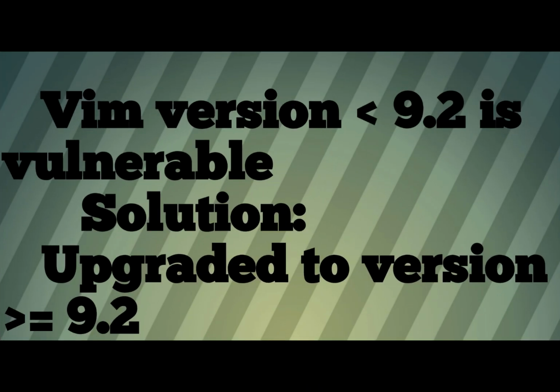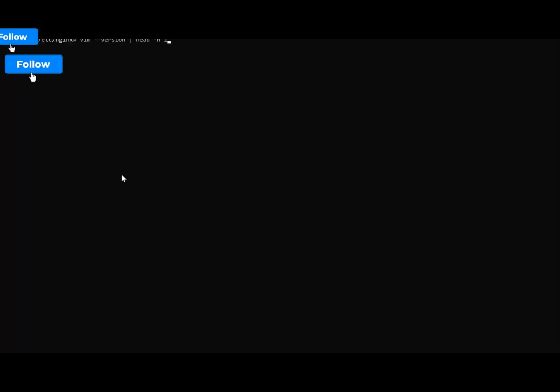Now, we continue with the second vulnerability, Vim. Older Vim versions, less than 9.2, are vulnerable to command injection and heap buffer overflow. To resolve the issue, we must upgrade Vim to version greater than or equal to 9.2. First, check the Vim version. If it is less than 9.2, it is vulnerable.